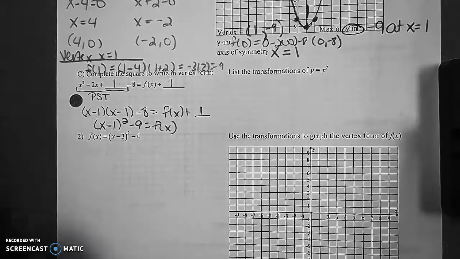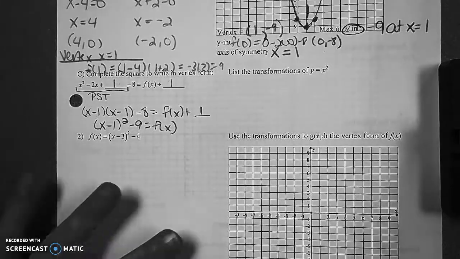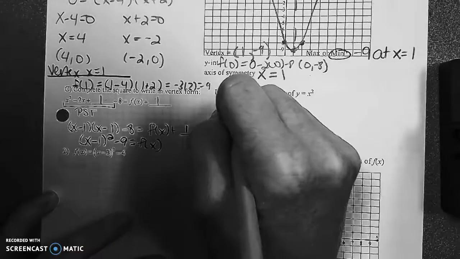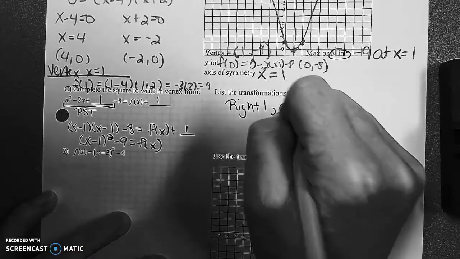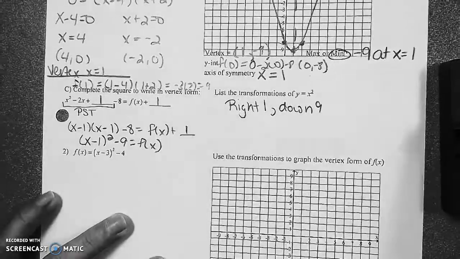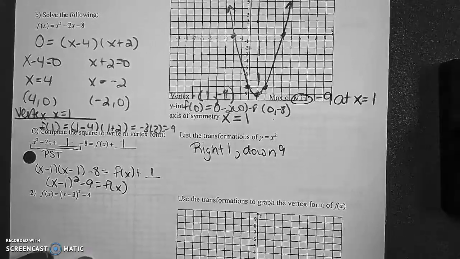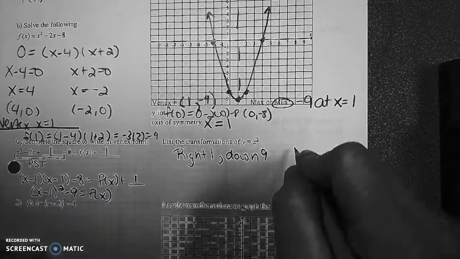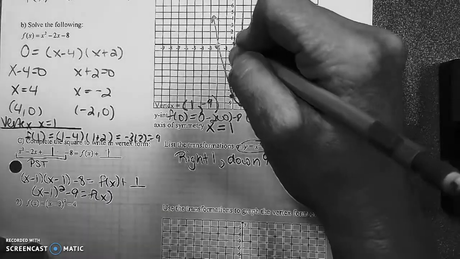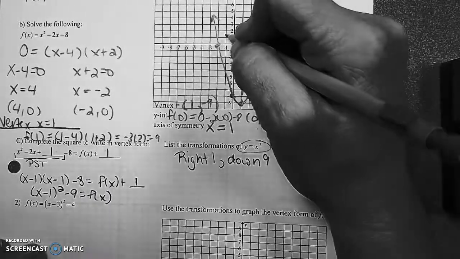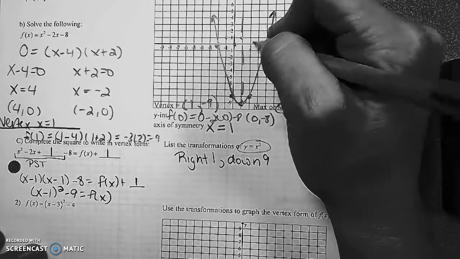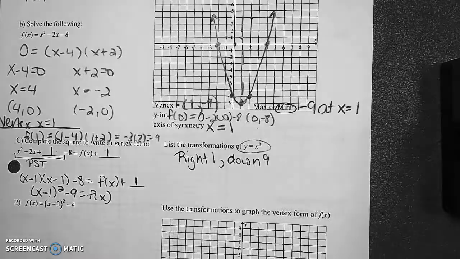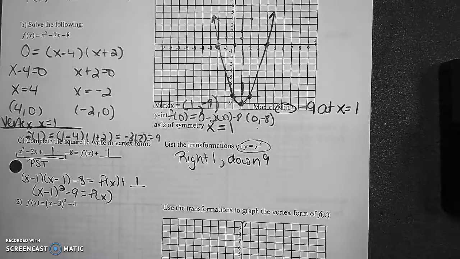So not only is this vertex form, this is also a form where you can use transformations. So for example, I would go right 1 and down 9. Now what points would I take right 1 and down 9? Well, your parent function is y equals x squared. So remember that's (0, 0), (1, 1), (-1, 1). If you wanted to take (2, 4), you could. And this is the same problem here, so you would get the exact same graph.